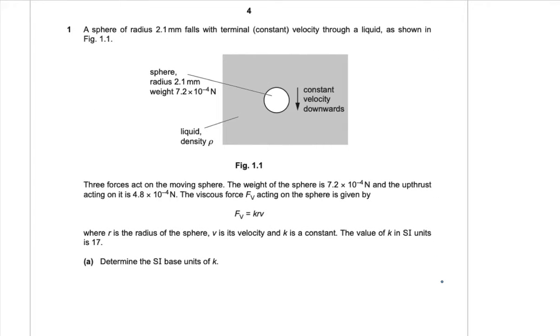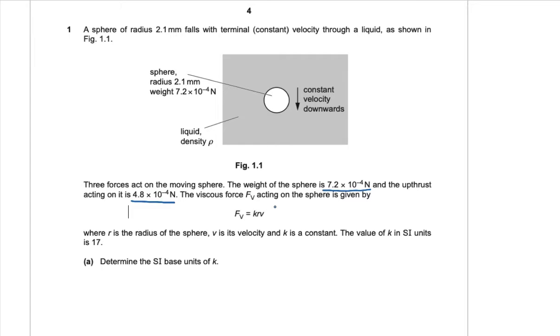Starting with question number 1, a sphere of radius 2.1 mm falls with terminal velocity through a liquid, as shown in figure 1.1. Three forces act on the moving sphere. The weight of the sphere is 7.2 × 10^-4 newtons, and the upthrust acting on it is 4.8 × 10^-4 newtons. So, the weight of the sphere and the upthrust act on this ball.